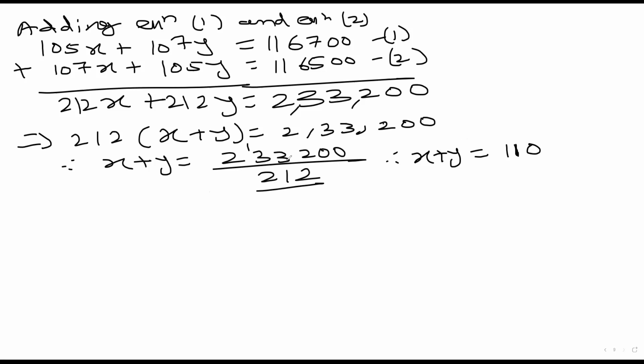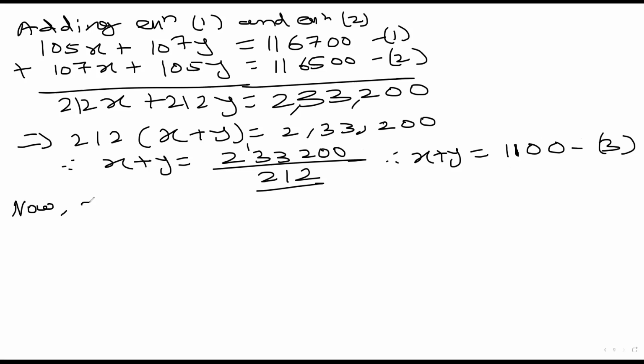212 ones are 212, right? So 233 minus 212 is 21, right? Again, you get 1 and 0. Then 1 twos are 2, and 1 more 0. Is it 110 or is it 1100? Yes, it is 1100. One more 0 should be there. Okay, this is equation 3.